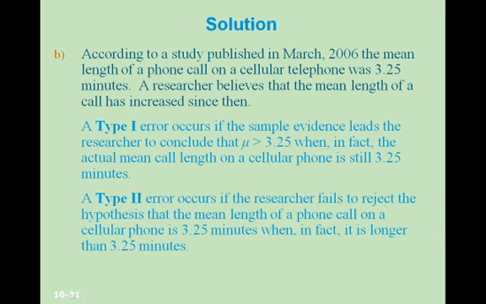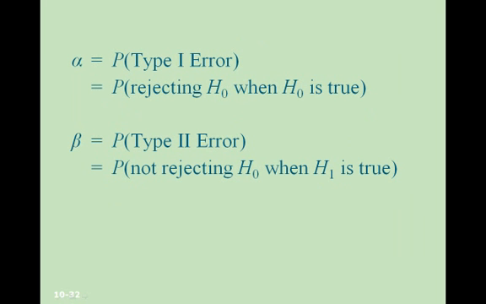And then a type 2 error occurs if the researcher fails to reject the hypothesis that the mean length of a phone call on a cell phone is 3.25 minutes, when in fact it is longer than that. So take note that we never know whether the conclusion of a hypothesis test is correct. However, we can determine the probability of making errors when testing our hypotheses.